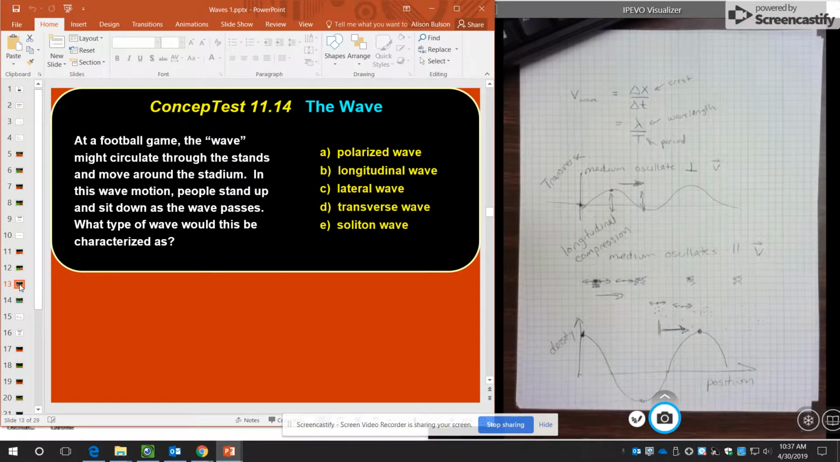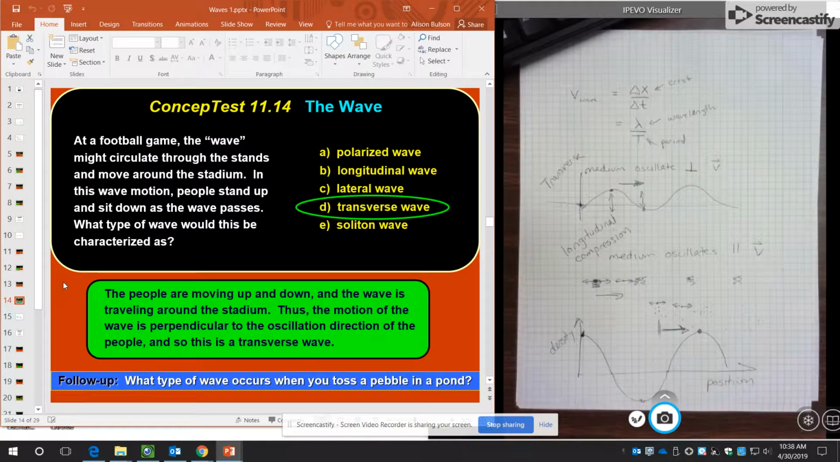At a football game, the wave might circulate through the stands. In this wave motion, people stand up and sit down as the wave passes. So consider the medium to be the people's bodies. What type of wave would this be? I hope you answered transverse. Looking at the stands from left to right, as the wave crest moves from left to right, the people, the particles, are oscillating vertically up and down. That's perpendicular to the direction of the wave crest motion, which is the definition of a transverse wave.